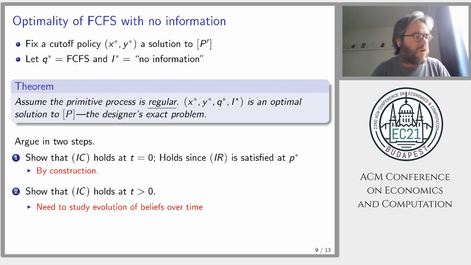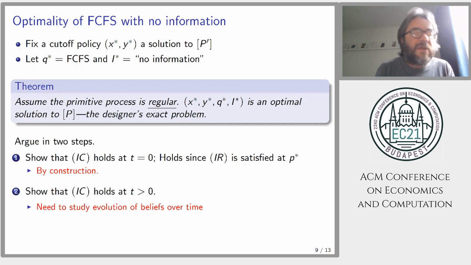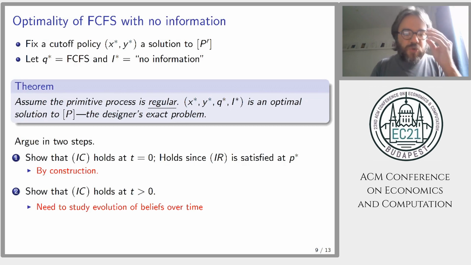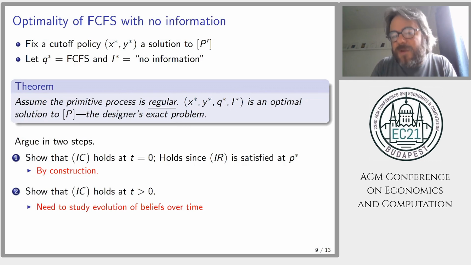Okay, so even though this problem was complex because it involved thinking about dynamic evolution of beliefs, we end up with an explicit solution to the problem, which is fairly simple: a cutoff policy together with first come, first served, and no information provided to agents. So in order to show that this is actually a solution, we proceed in 2 steps. In the first step, we show that agents do have incentives to join the queue upon being recommended to do so. And this is by construction, because as I mentioned before, X star, Y star is actually a solution to the relaxed problem.